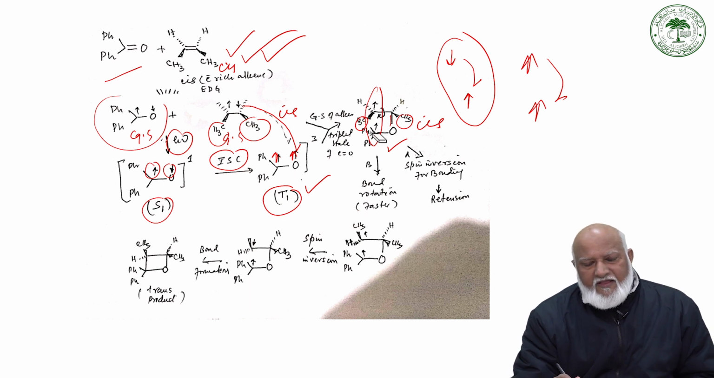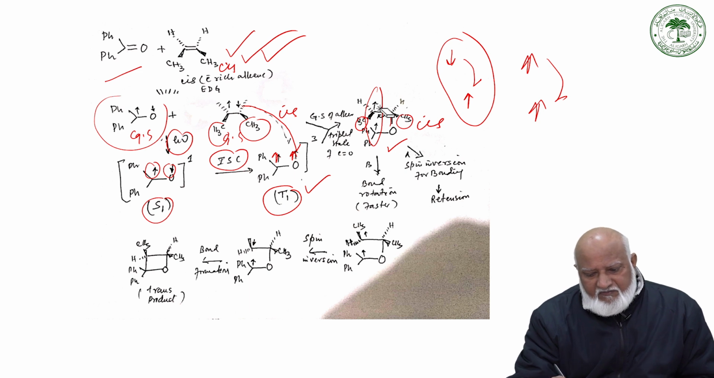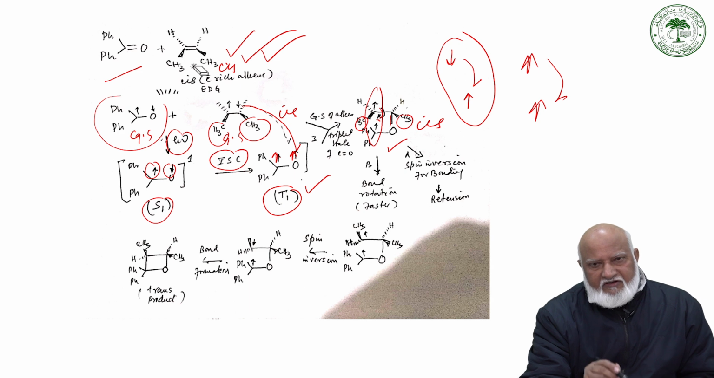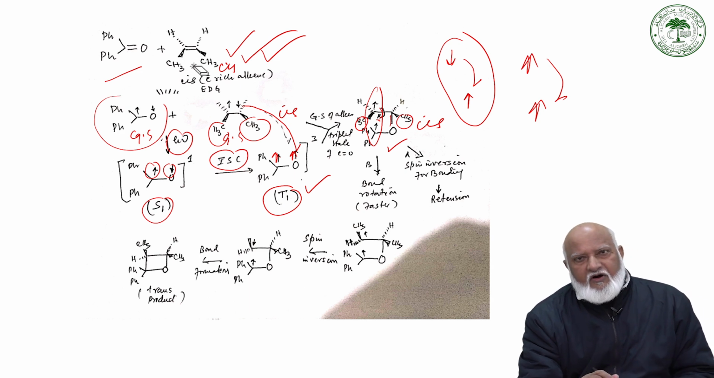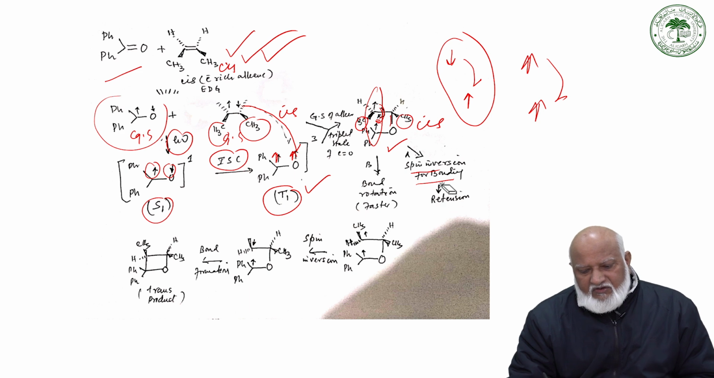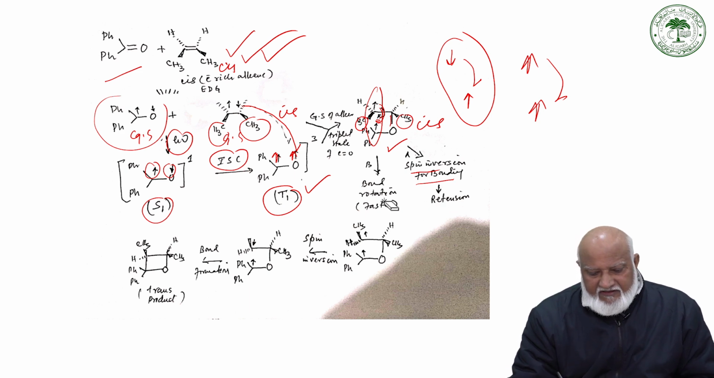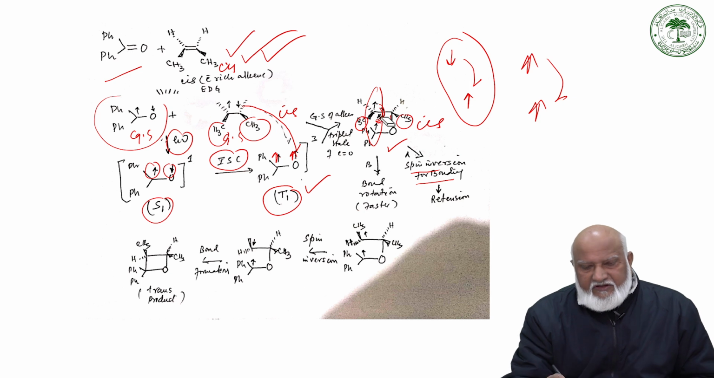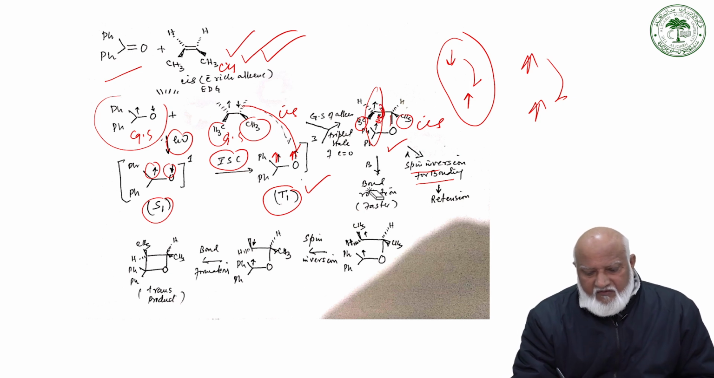This has to undergo a spin flip, and there are two possibilities. Because this was a double bond, rotation was restricted. Now it is a single bond, and free rotation is possible, so it can undergo bond rotation, and then spin inversion. So there are two paths. When bond rotation takes place, the stereochemistry is going to change.